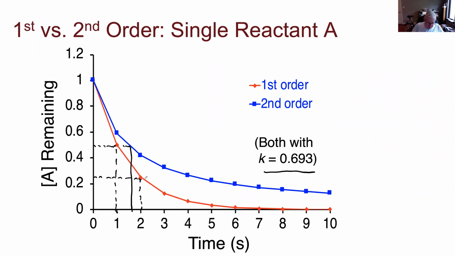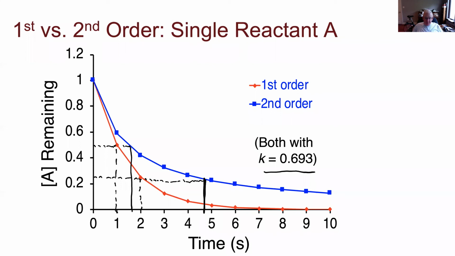If I come down to the 0.25 point and just try and dash out to the curve, you can see it takes a lot longer to get down there, right? So my half-life is growing as time goes along, and that means, again, it's not a fixed value, right?